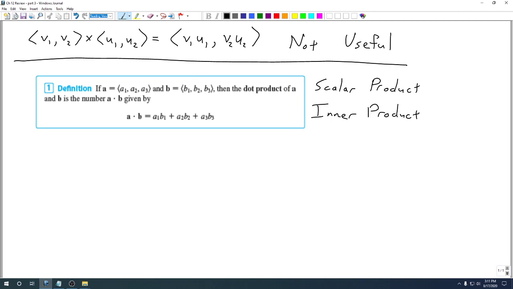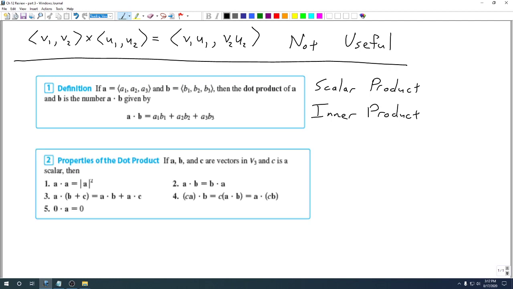Now, calling this a product kind of brings in some thoughts about how it should behave, and it turns out it does really behave the way we kind of expect it to, especially when we combine it with addition and scalar multiplication. And it has various properties that are very useful. So here we have some properties. The dot product of a vector with itself is actually, you could say it's the square of the vector, or you can just say it's the magnitude of that vector squared.